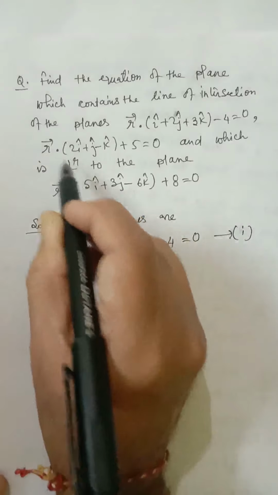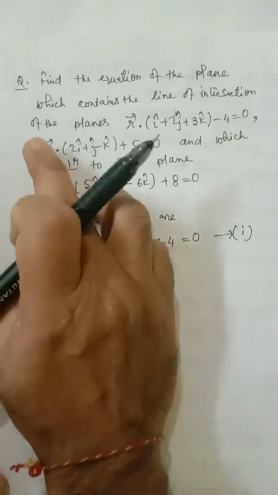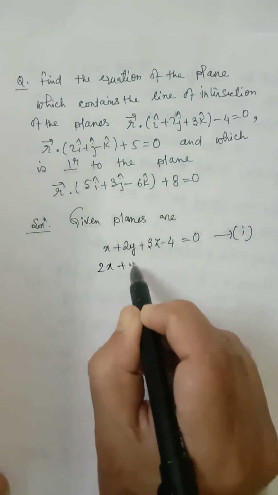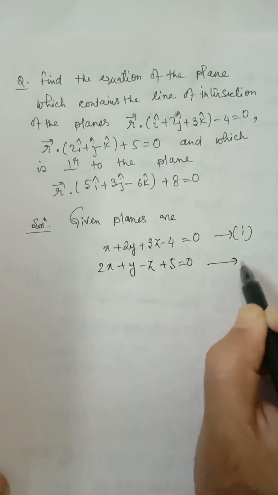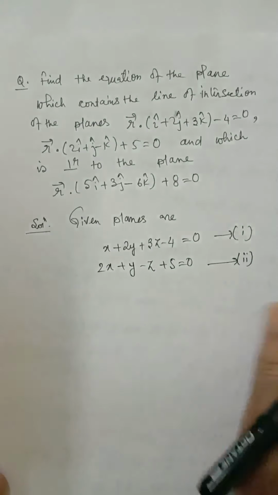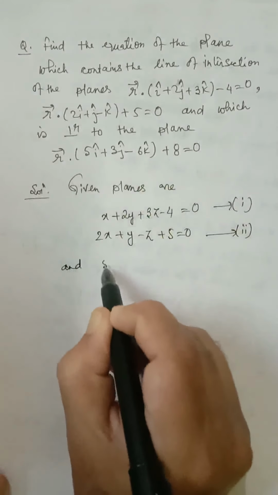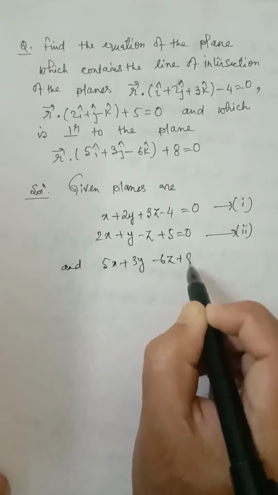This is the second plane. If we consider r equal to xi plus yj plus zk and take the dot product, we will get 2x + y minus z + 5 equal to 0. This is equation 2. And the third equation is 5x + 3y minus 6z + 8 equal to 0.